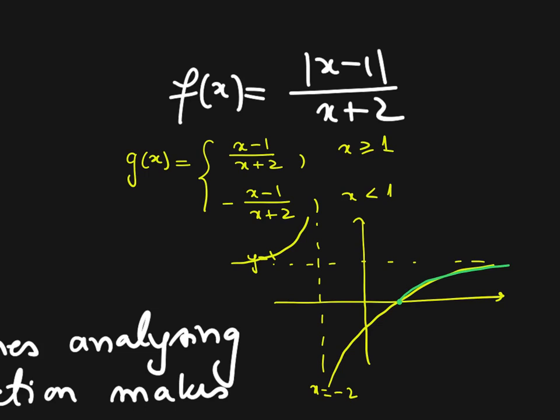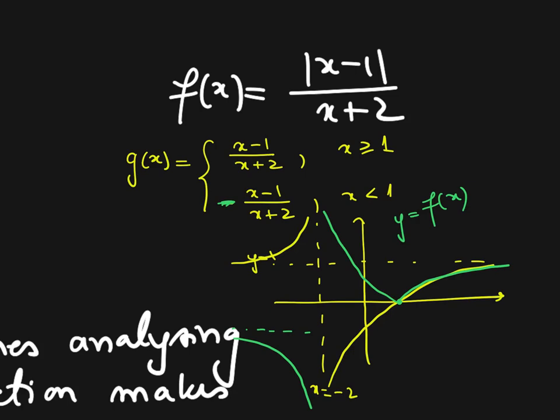For x smaller than 1, this minus here shows us that it's a reflection on the x-axis. So for values smaller than 1, the graph will be a reflection on the x-axis, and it will look something like this. Also, I need to reflect the other branch. So the green one will be y equals f of x.